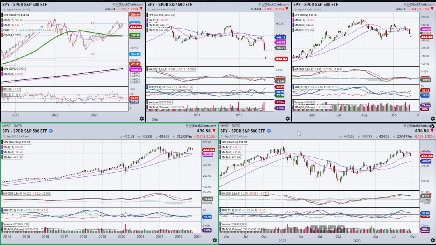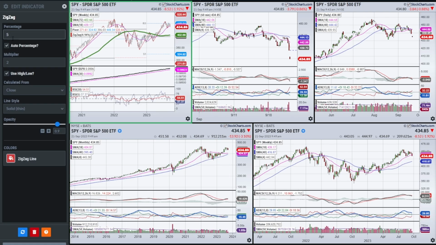Okay, so I've switched my layout now that I'm going to go through the analysis. I like to have the hourly up as well, and I've got a big monthly, big weekly, a daily chart, and then an hourly, and then over here. So I wanted to point this out. The only chart that has the zigzag indicator on it is up in this top left, and just to point out, if you want to use that.